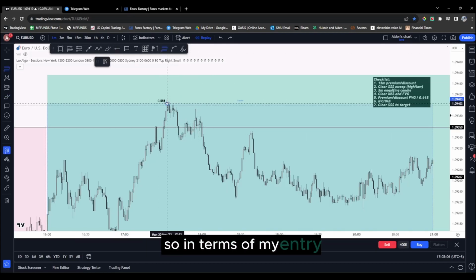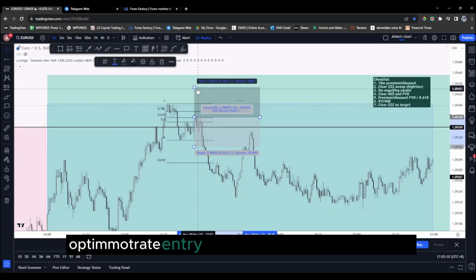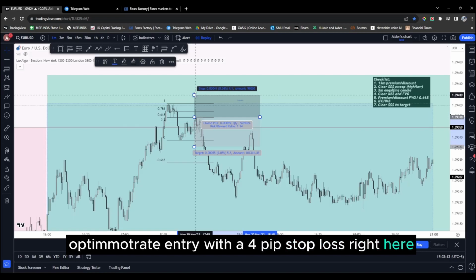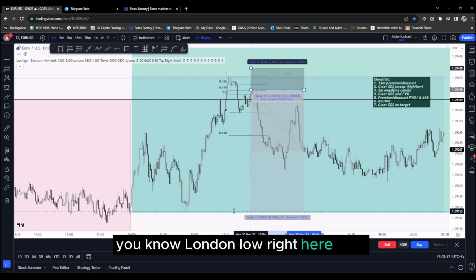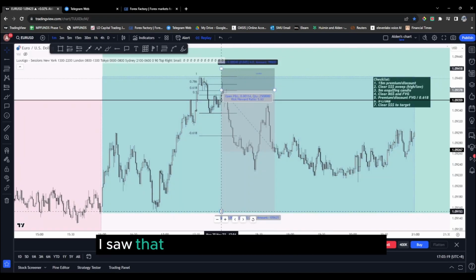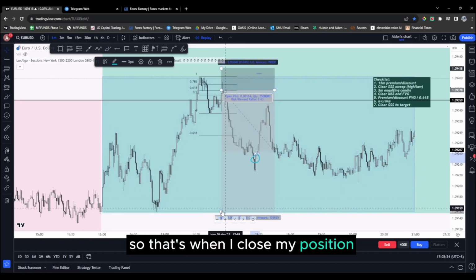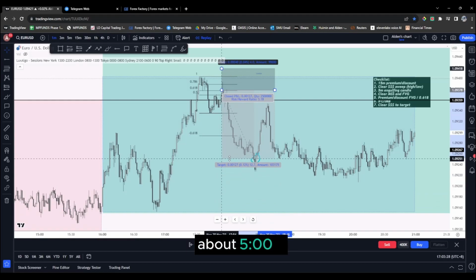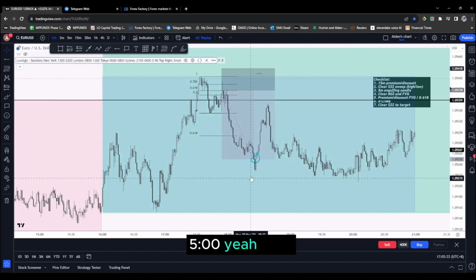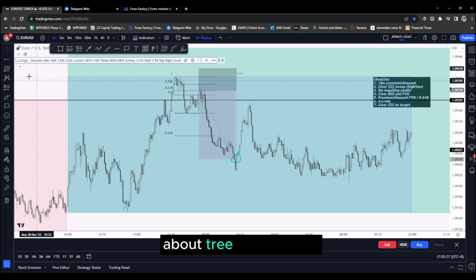In terms of my entry, I took an entry at the 0.618 region, optimal trade entry, with a 4-pip stop loss right here. And I wanted to target this London low right here. However, I saw that price reversed at this region right here. That was when I closed my position for about 3.2 risk to reward, but after commissions about 3 risk to reward.